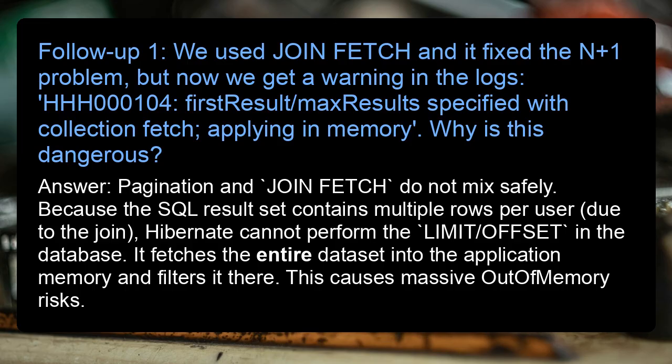Follow-up 1. We used join fetch and it fixed the N+1 problem, but now we get a warning in the logs, HHH000104: firstResult/maxResults specified with collection fetch; applying in memory. Why is this dangerous? Answer: pagination and join fetch do not mix safely, because the SQL result set contains multiple rows per user. Due to the join, Hibernate cannot perform the limit or offset in the database. It fetches the entire dataset into the application memory and filters it there. This causes massive out-of-memory risks.